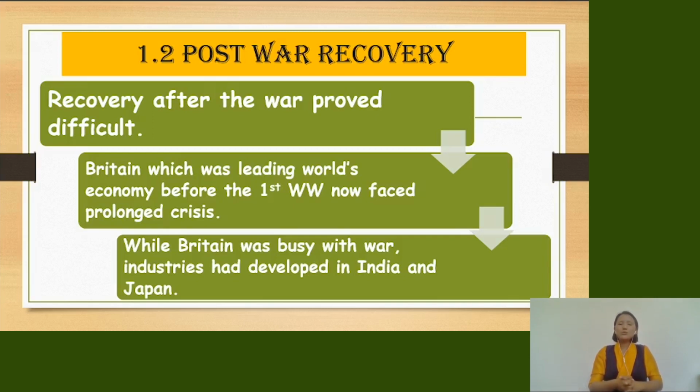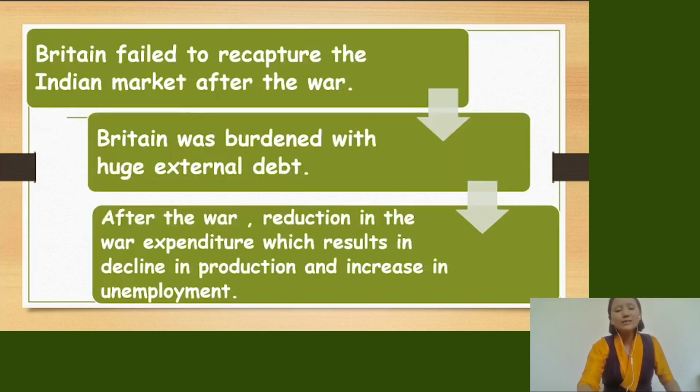While Britain was busy with war, industry has developed in India and Japan. And Indian industry has started producing their own goods and started supplying their own goods in the Indian market. Because of that, Britain failed to recapture the Indian market after the war. Not only that, Britain was burdened with huge external debt. As we remember, we discussed that Britain has borrowed huge amount of money from US public and US bank during the First World War. Because of that, now Britain is burdened with huge external debt.